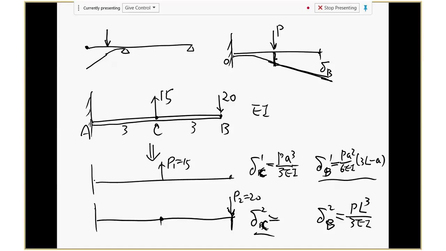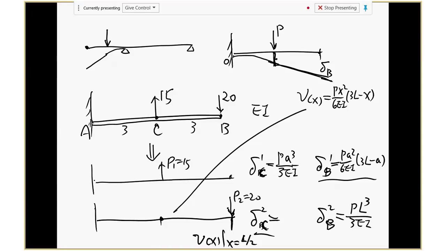All right, so we have to use V of x and let x equal half L, and that gives you the answer. If we plug this in, let's look at this table again. Let me write down here. V of x is actually equal to, I'm just copying here so we don't have to switch the screen, Px squared over 6EI times (3L minus x). That's the general equation for this part. Now we just plug x equals half L in there, and you'll get the solution.